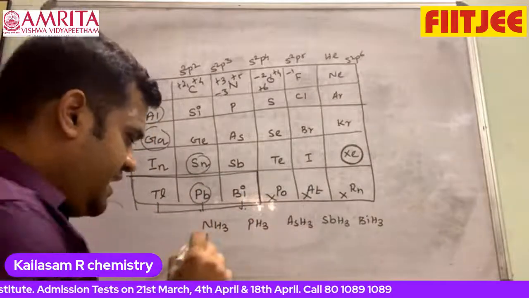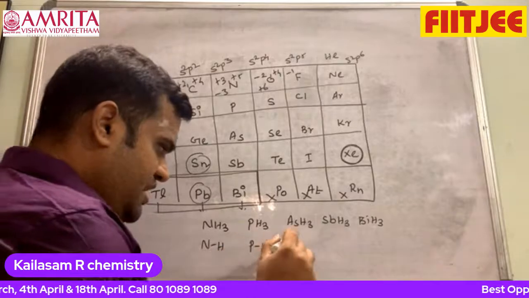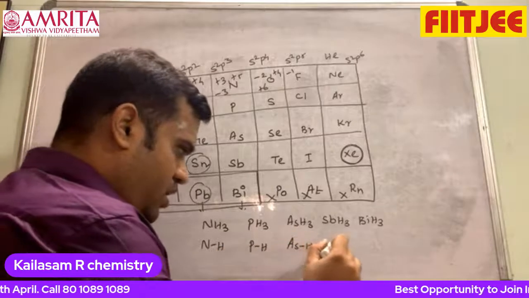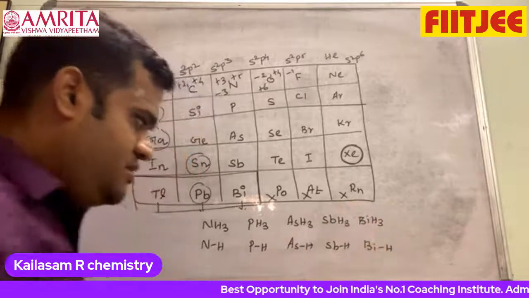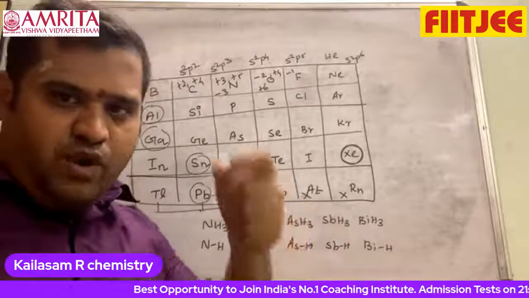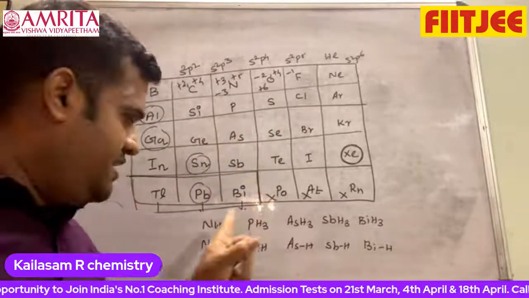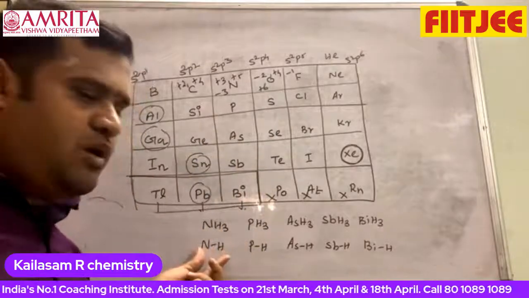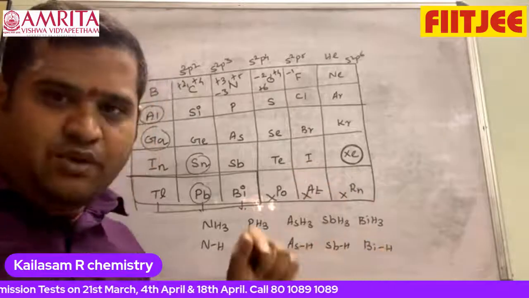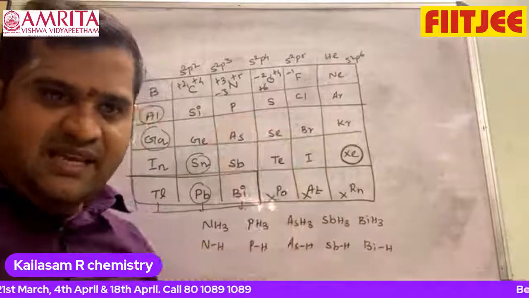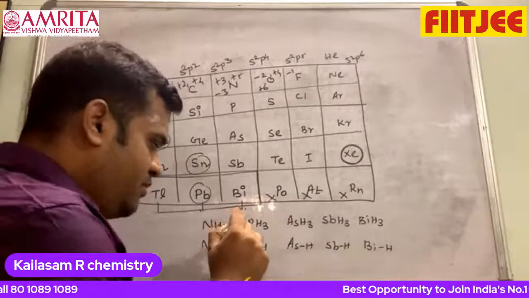Now take it as, here I can write N bond H, P bond H, As bond H, Sb bond H, and Bi bond H. Look at this. Among these five, which bond, the H bond, is easily breakable? That means Bi bond H, because nitrogen is small in size, bismuth is larger in size. Therefore, Bi bond H is easily breakable. Therefore, it can give the hydrogen easily. Therefore, BiH3 is the very good reducing agent. This is the order of reducing property.